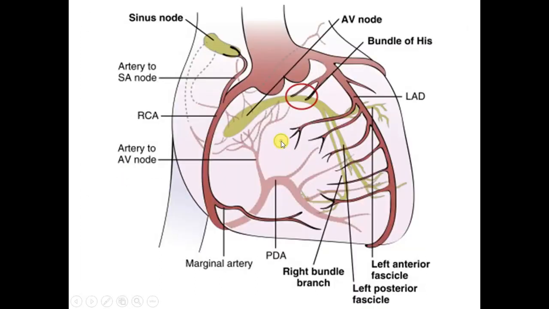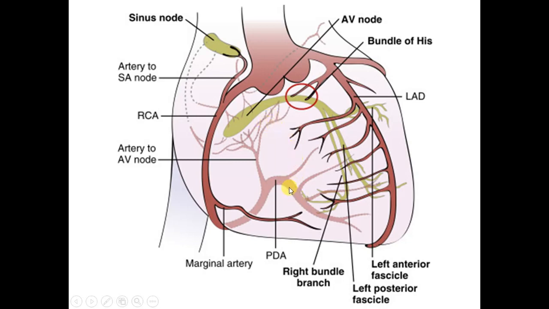Then we see here the blood supply. This is the AV node. This is in 90% of cases supplied by the right coronary artery through the AV nodal branch of the right coronary artery. But it can also be supplied by the circumflex. There is a circumflex which will come back and will supply the AV node in 10% of the cases.